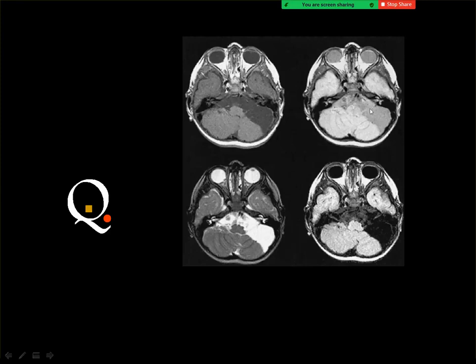MRI T1, and this is FLAIR or proton density T2 and diffusion.